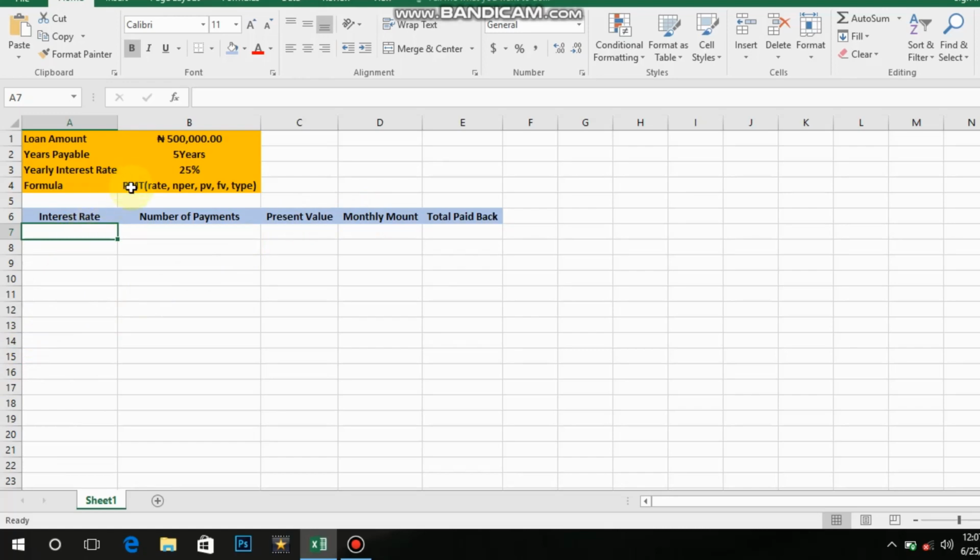In the PMT function, as we can see here, this is a formula. We have what we call the argument. We have PMT, then we have our bracket attached to it. Inside this bracket is what we call the argument. In this argument, these three are very important: the rate, the NPER, and the PV. The FV and the type are also important, but they can be input manually or otherwise. So you can note that.